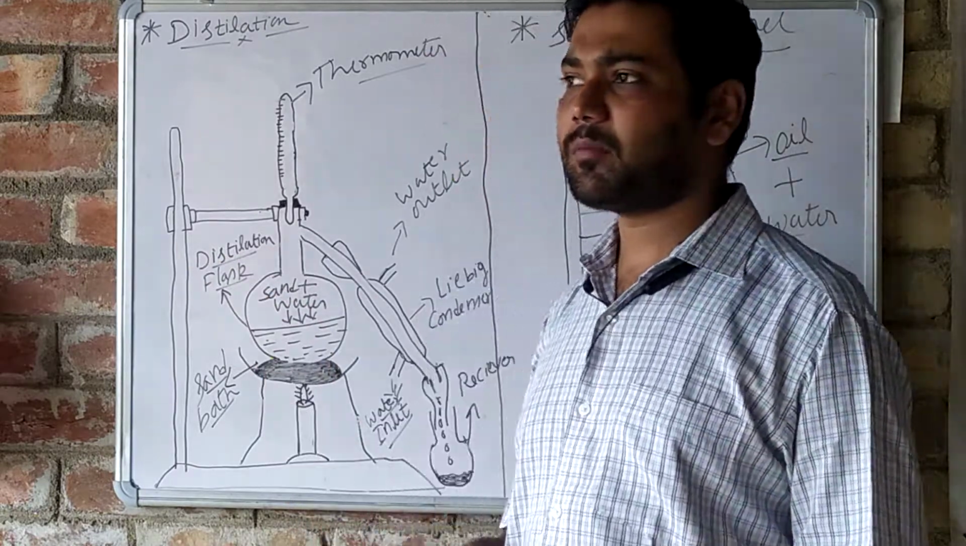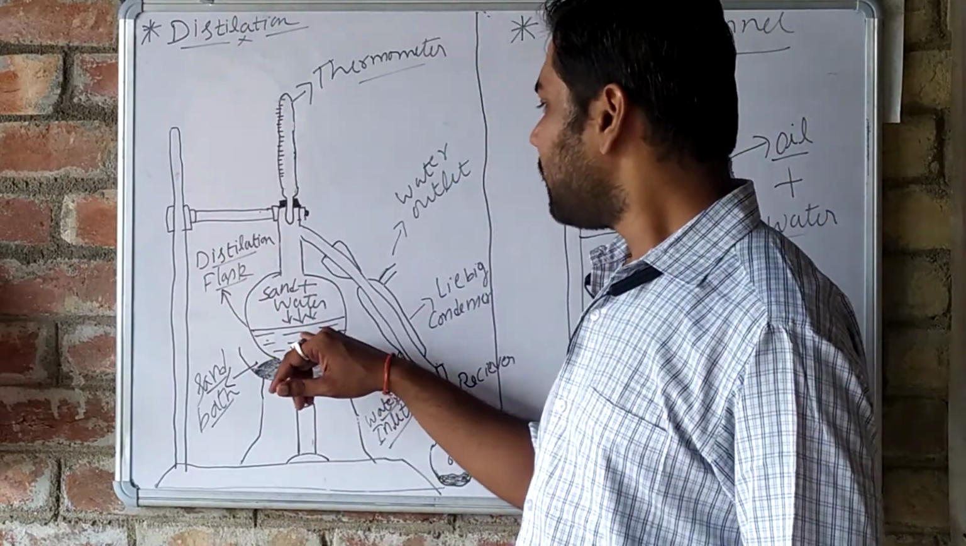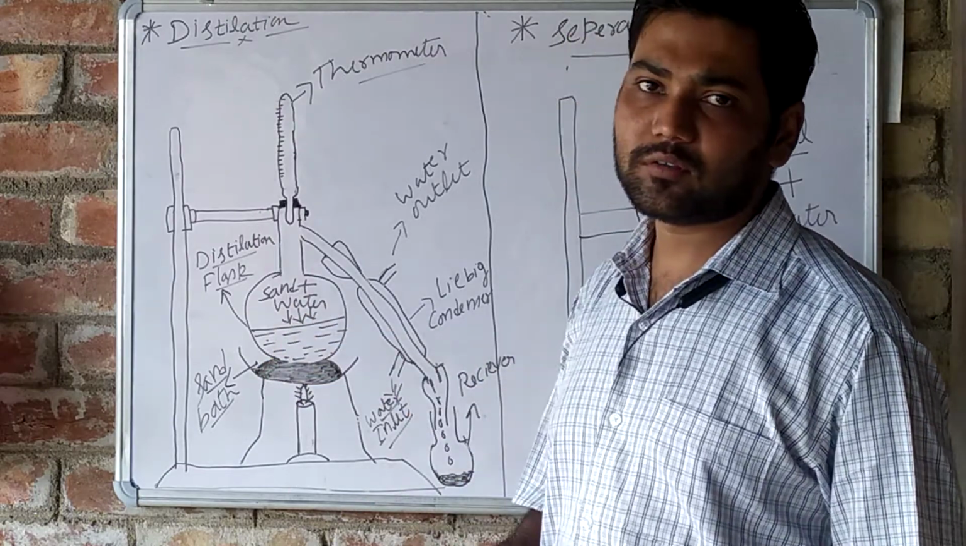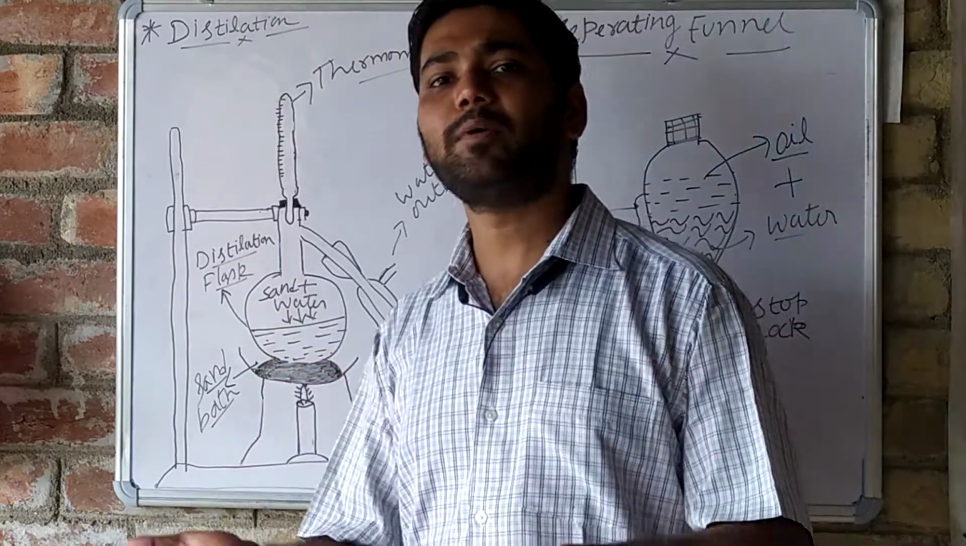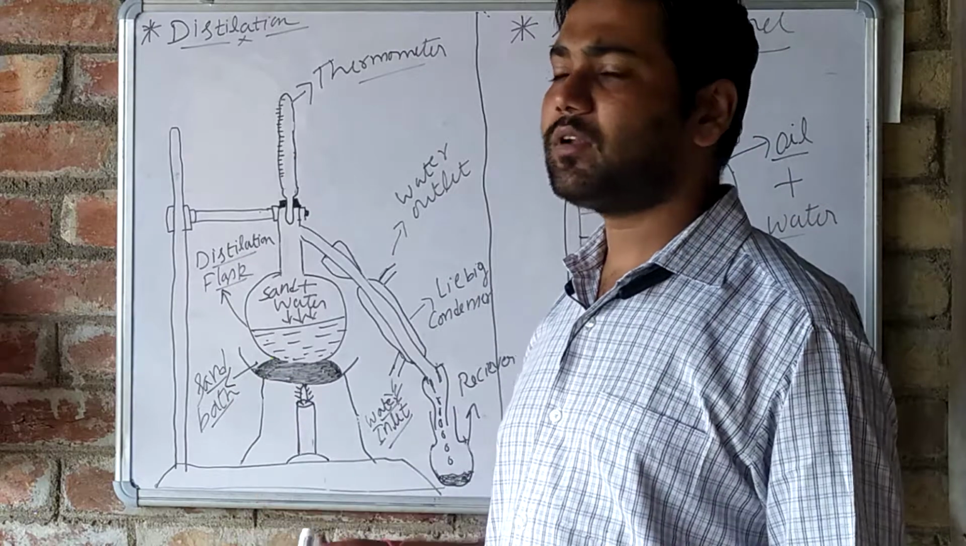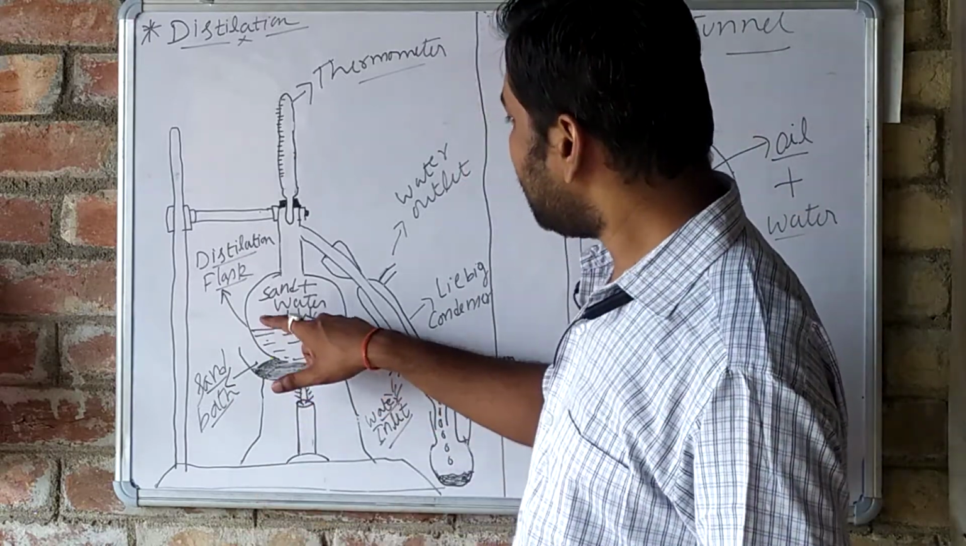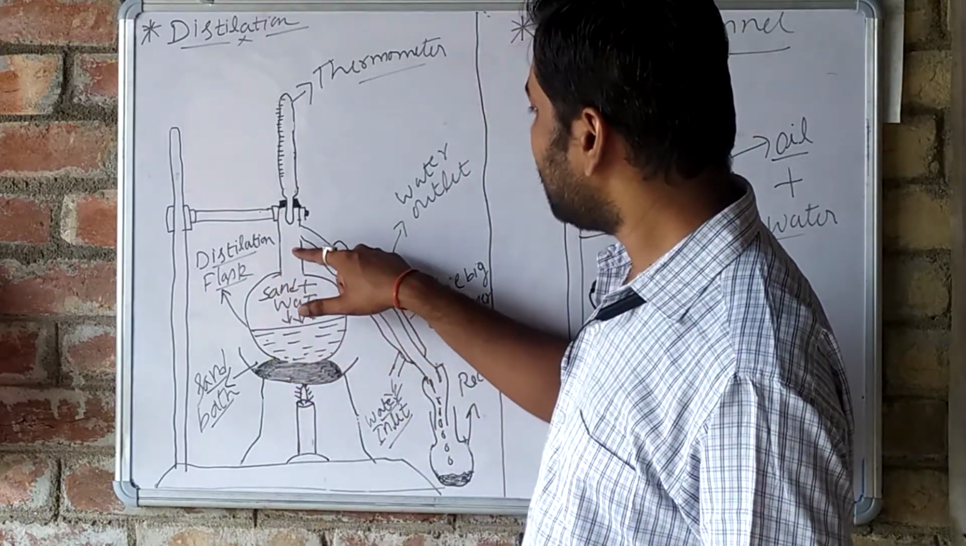That will be recorded in the thermometer. Now what we will see is that the water from this sand and water mixture will start evaporating out. It will start evaporating out and it will move through this funnel.